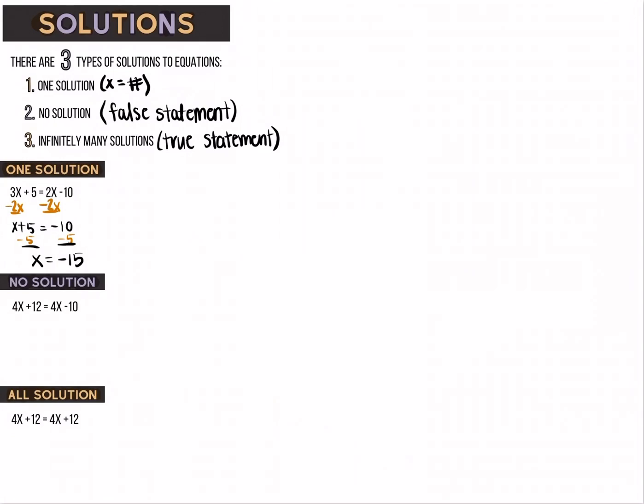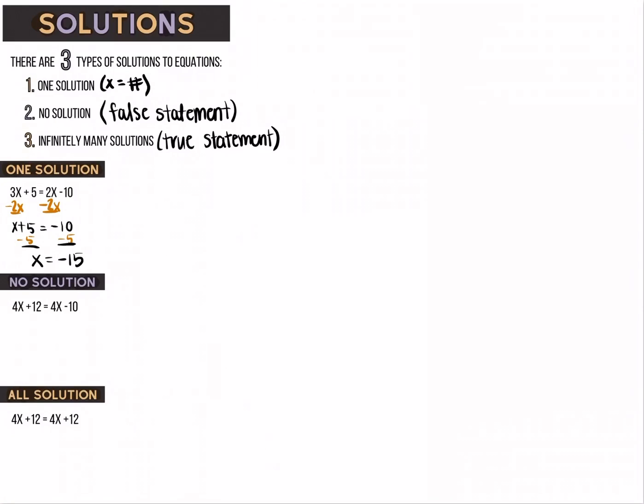No solution is when we have a false statement. So I have 4x plus 12 equals 4x minus 10. Think about it this way. We're saying 4 times a number plus 12, and then 4 times a number minus 10. Is there any number that's going to make those match? No, because you're multiplying by 4 and then adding 12 or subtracting 10. You're never going to get the same result.